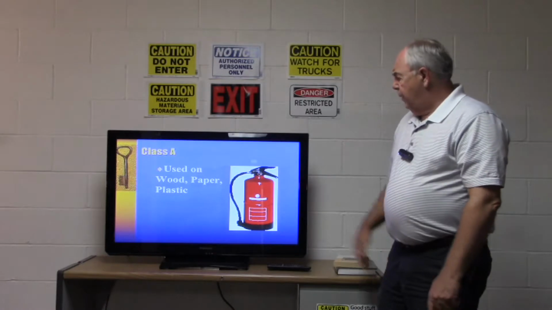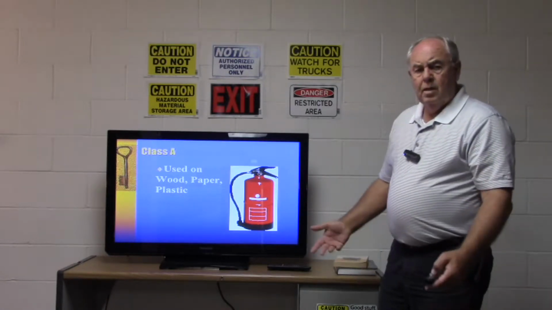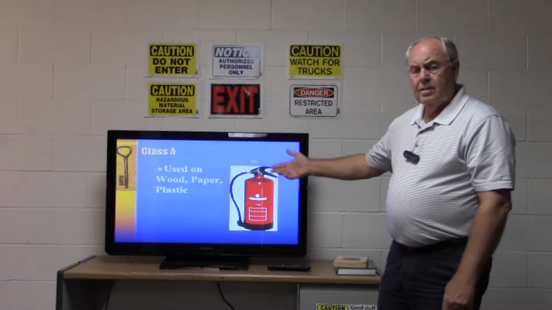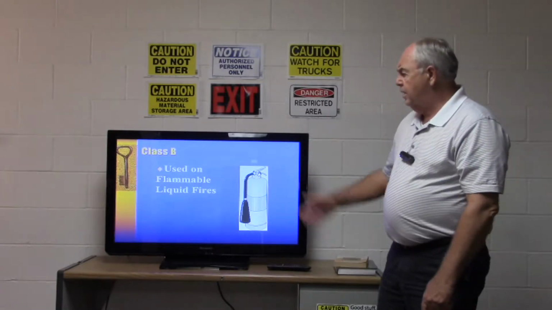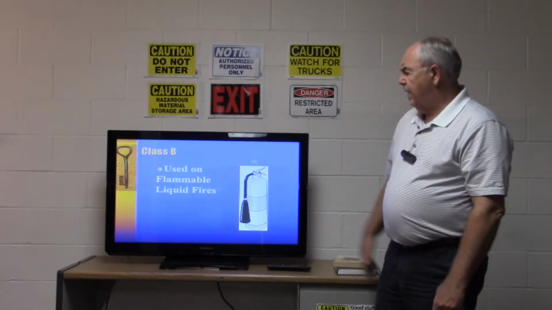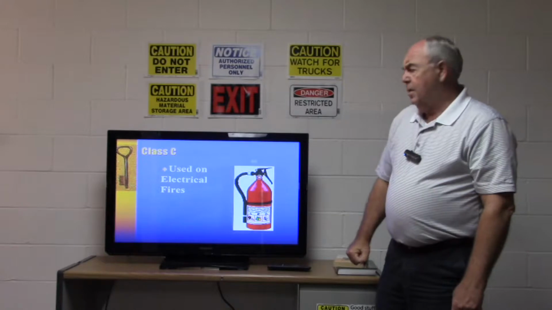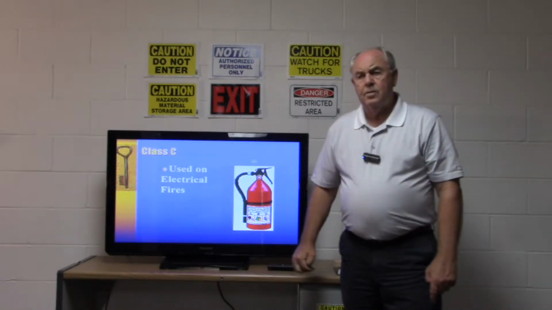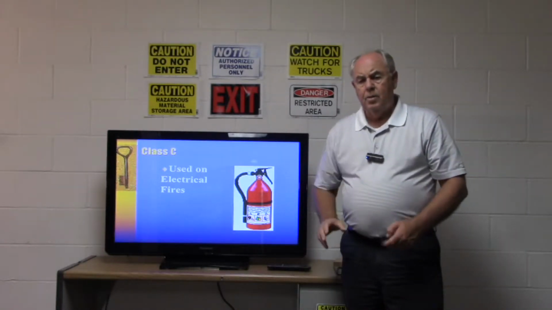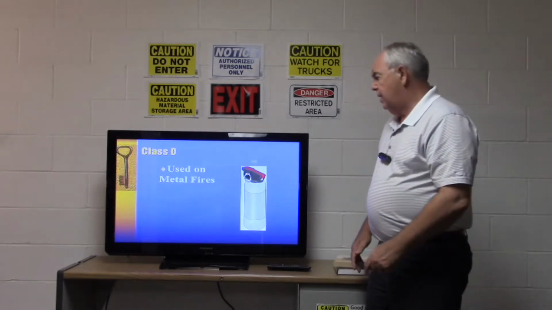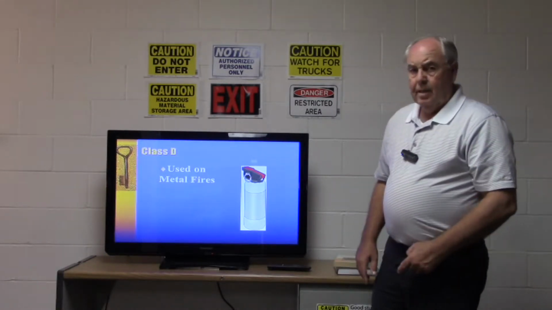For wood, paper, plastic, again, we would just use water, but your A, B, C class fire extinguisher would take care of that. Class B, the flammable liquids, and Class C, which would be the electrical fires. So A, B, C, and you're good for those three categories. D-class fire, again, a little different.